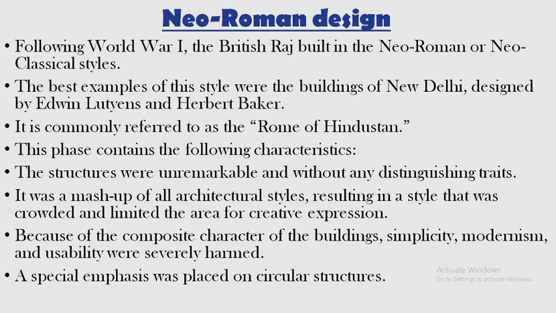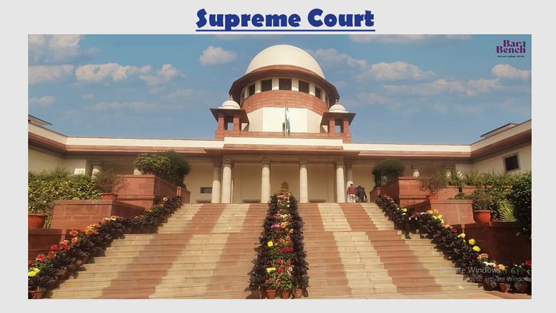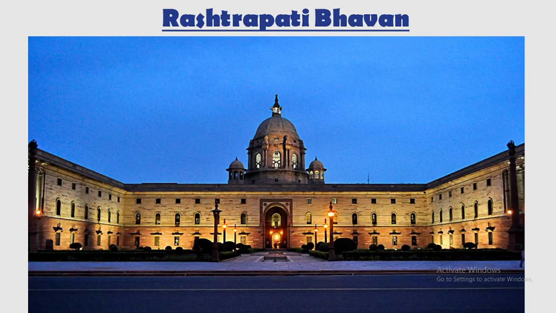A special emphasis was placed on circular structures. The usage of Eastern themes to realize Western architectural styles was overdone. During this time, the notion of the upturned dome was developed, as seen on the top of the Supreme Court and the Rashtrapati Bhavan. Look at the Supreme Court and the Rashtrapati Bhavan.